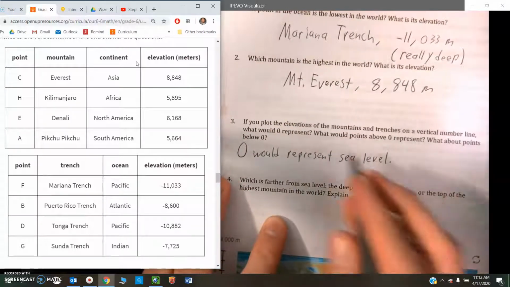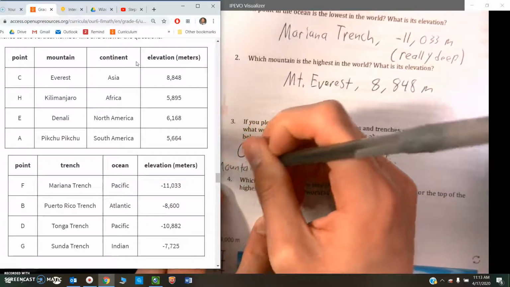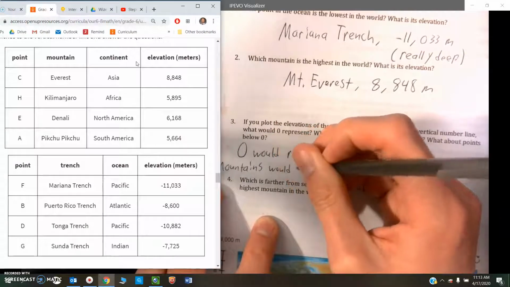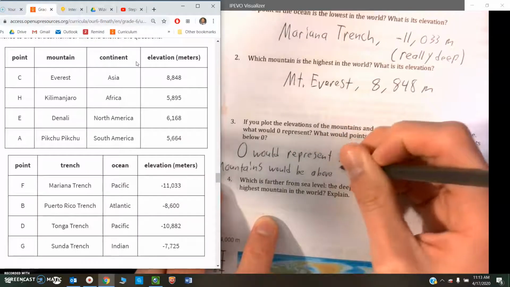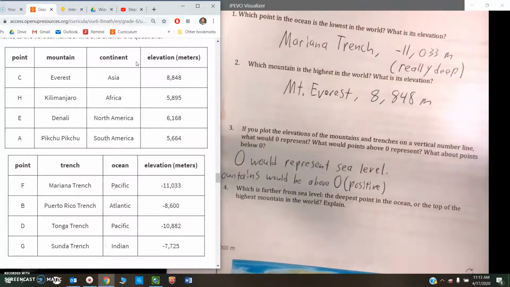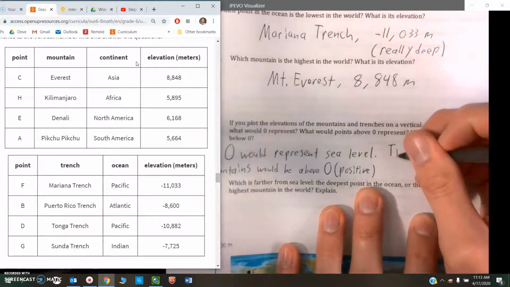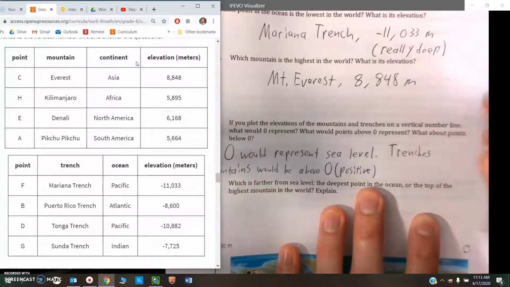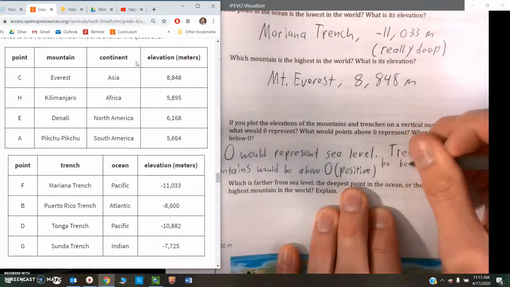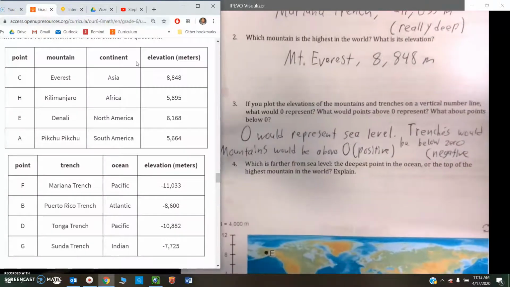So, what would points above zero represent? The mountains would be above zero, and those are our positive numbers. And conversely, or opposite, trenches would be below zero. Those are our negative numbers. Those are deep valleys deep in the ocean.